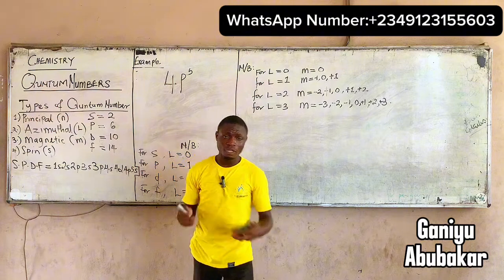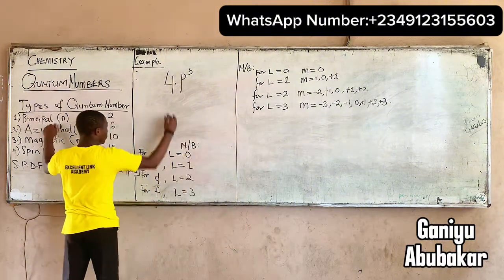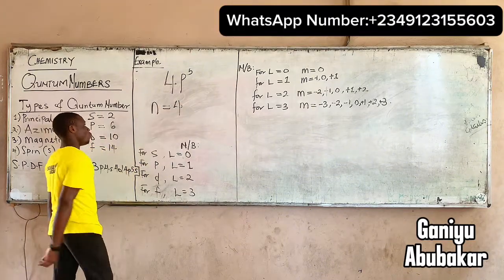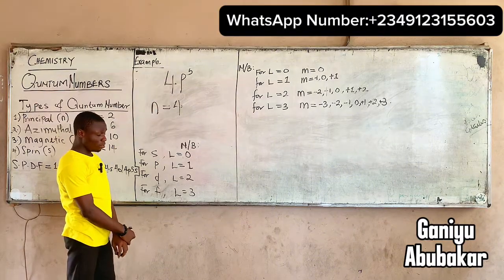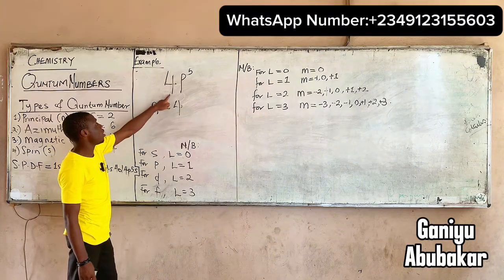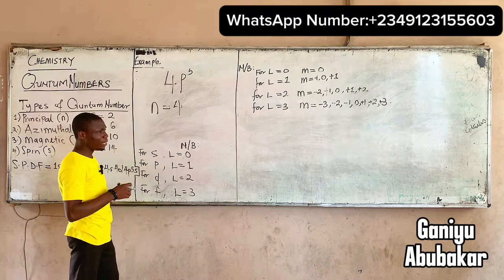How do you get this done? The task is quite simple, right? We said, what's your principal from here? N is 4, right? That whole number in front of the last orbital. So this N is 4, no problem.